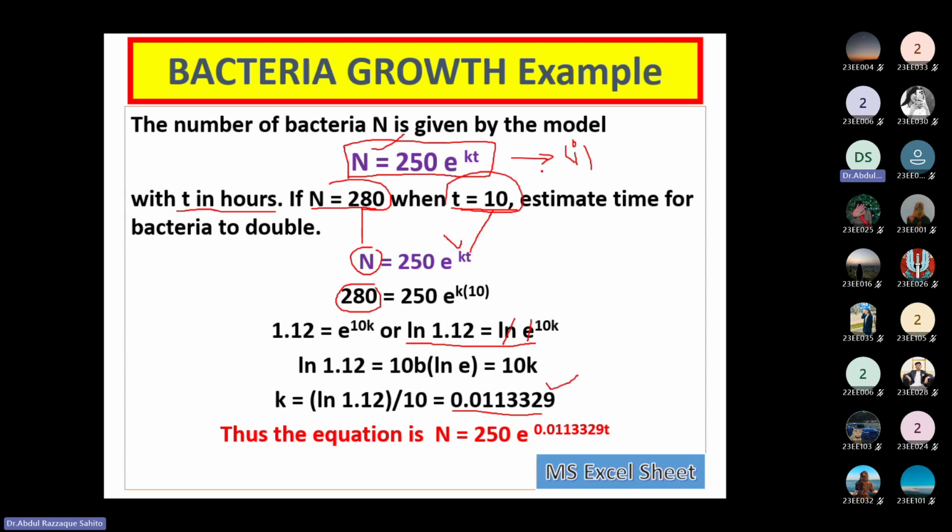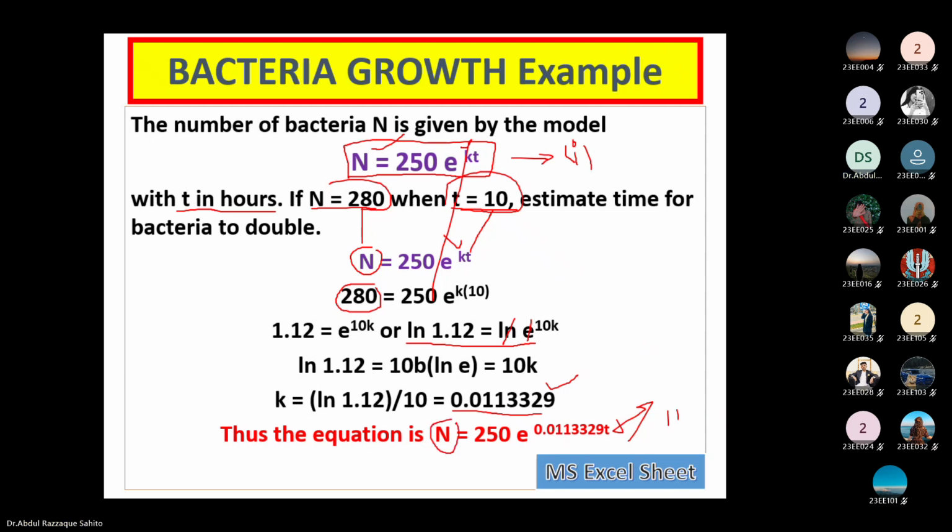Now previously we had equation number 1 over here: N equals 250 exponential power k into t. But now we know the value of k, so the model is updated. Mark this equation as equation number 2. This equation number 2 has only two variables, N and t. Only two variables are there.